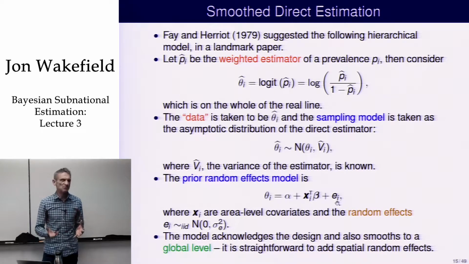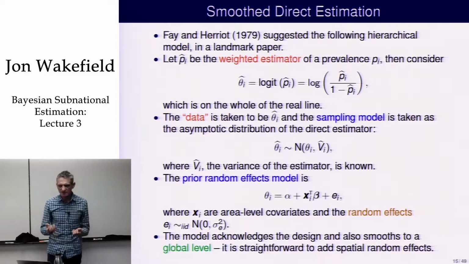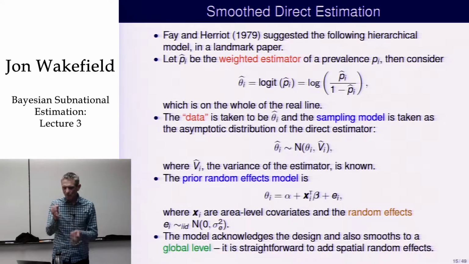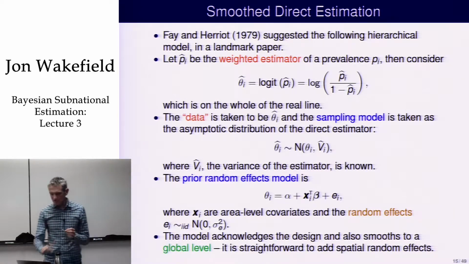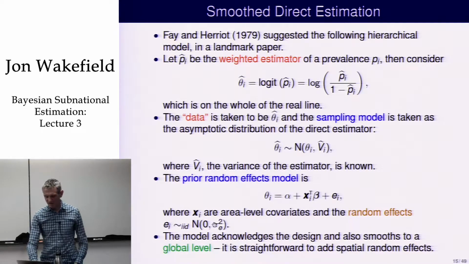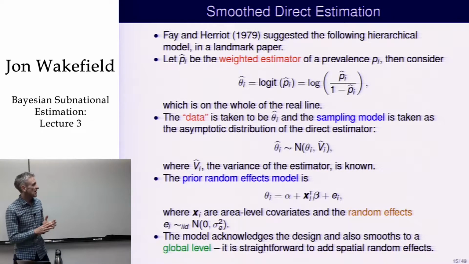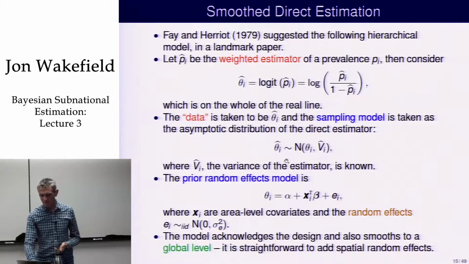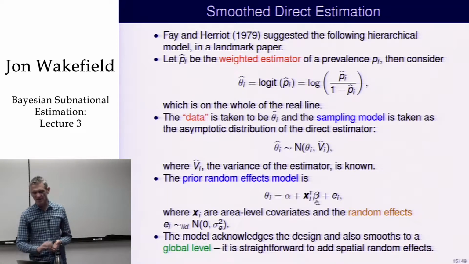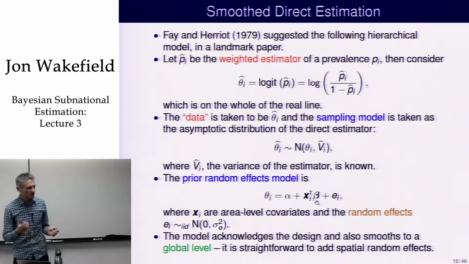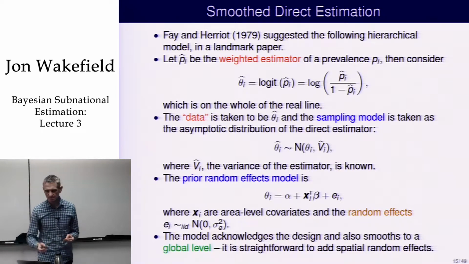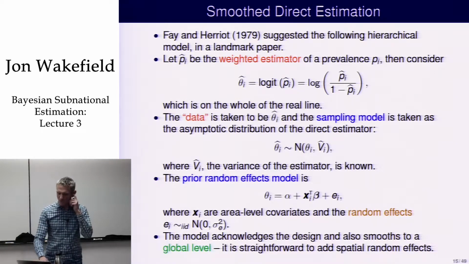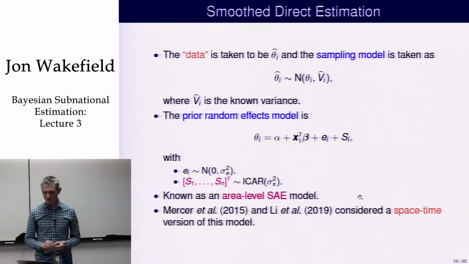So the hope is we'll pick up the major trends via the covariates, and then we can do area-specific adjustments via these random effects e_i, which in the original Fay-Herriot model were assumed to be IID. This is very appealing because the design is accounted for in this distribution, but then we're using some kind of smoothing to try to alleviate small sample problems. And there's an obvious extension here to spatial random effects.